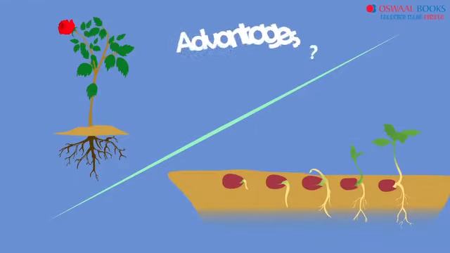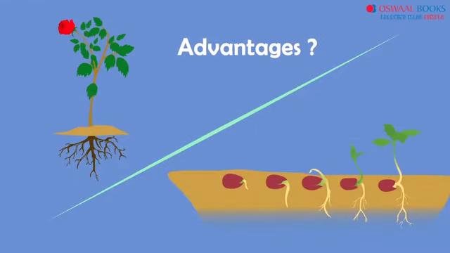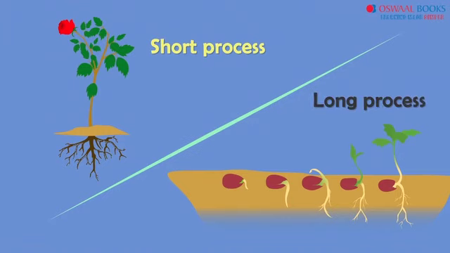Which was the main advantage of this method of reproduction as seen in the competition? It was a very quick mode of reproducing a new plant, and it did not have to undergo the long process of germination of the seed. There are several other advantages we will be studying in our coming videos. Now let us study the various ways in which vegetative reproduction can take place.